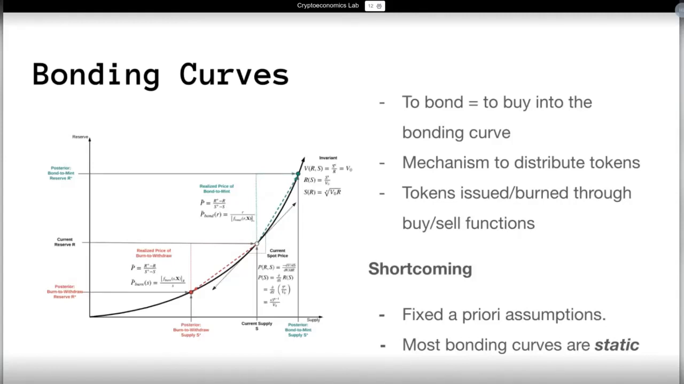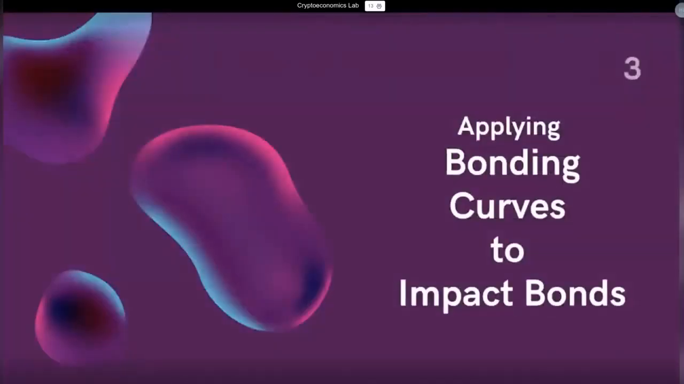Some of them, or most of them today, have fixed a priori assumptions. That makes all of these bonding curves static, meaning that once you execute the bond, you can't actually account for certain factors. So let's see how we apply bonding curves to impact bonds, social impact bonds.